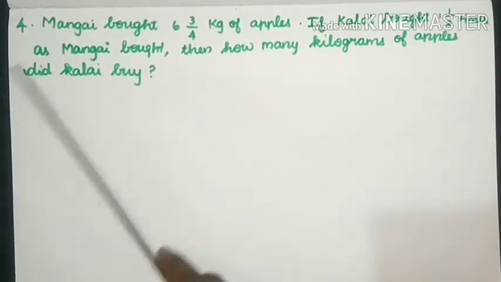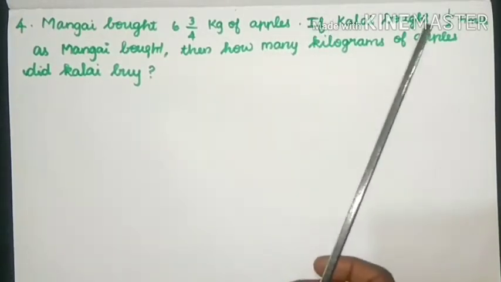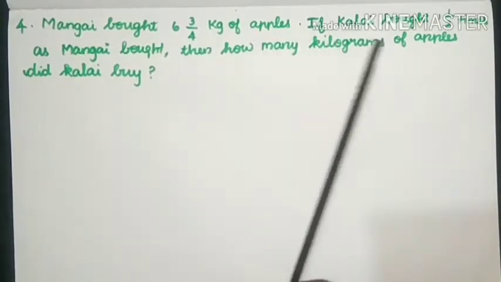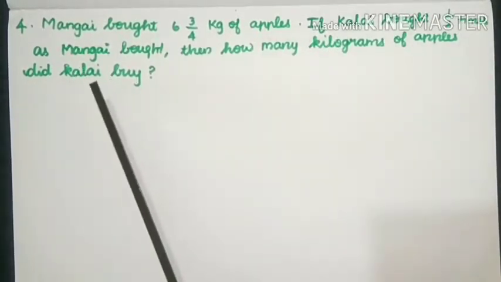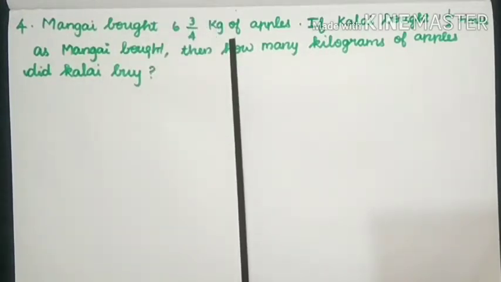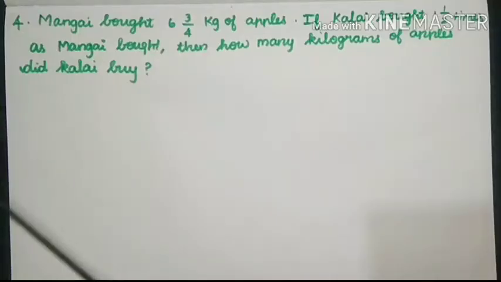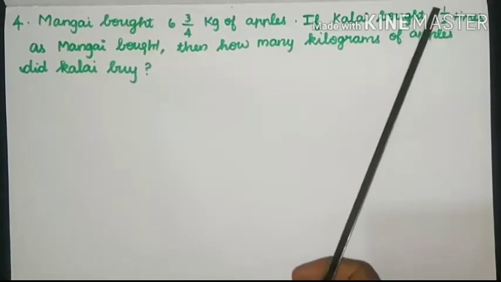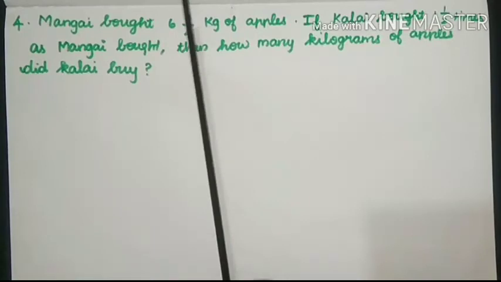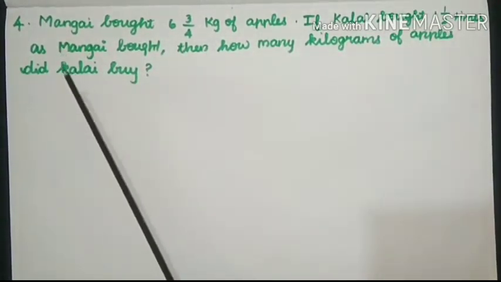Fourth question. Mangai bought 6 3 by 4 kg of apples. If Kalai bought 1 by 2 times as Mangai bought, then how many kilograms of apples did Kalai buy? See here, the given question is Mangai bought 6 3 by 4 kg of apples. Kalai bought 1 by 2 times as Mangai bought. That is 1 by 2 into 6 3 by 4. We have to find how many kilograms of apples did Kalai buy.